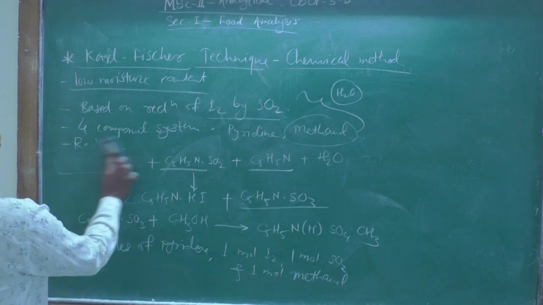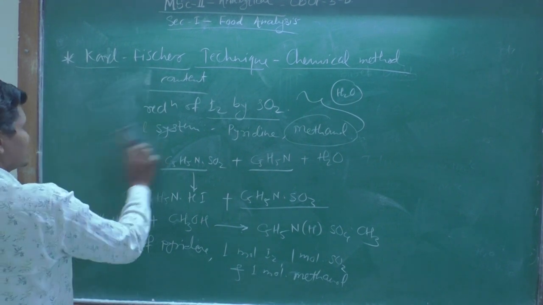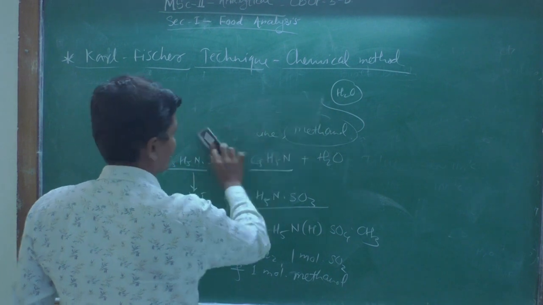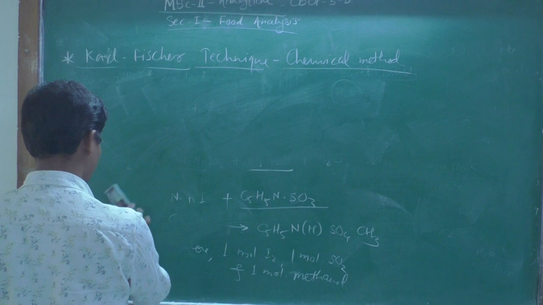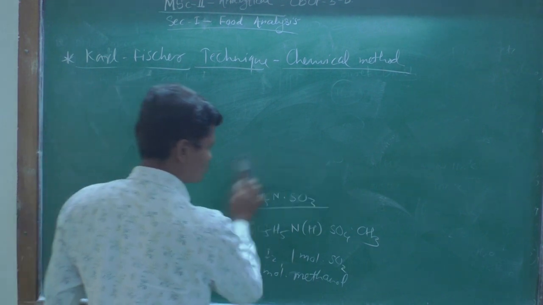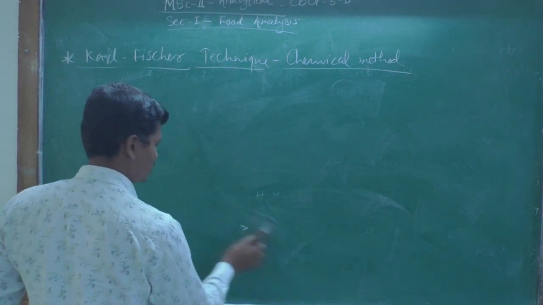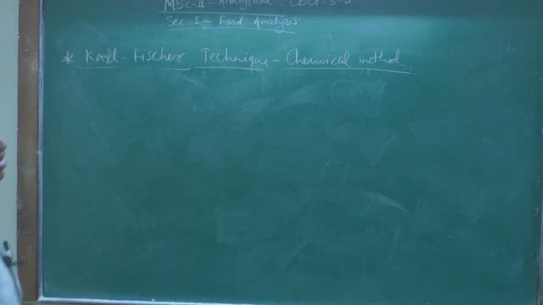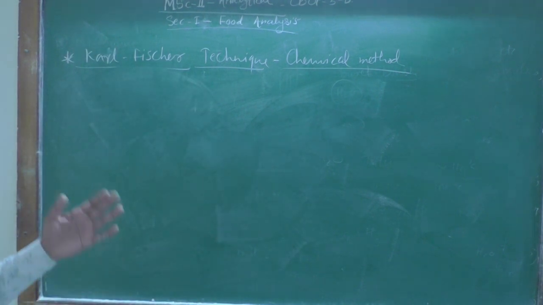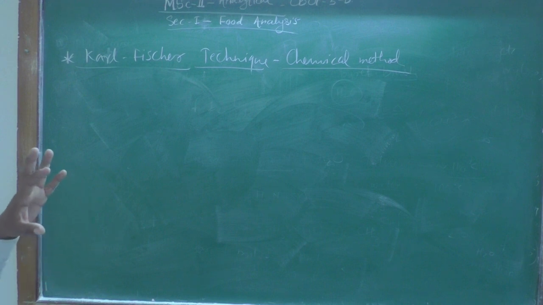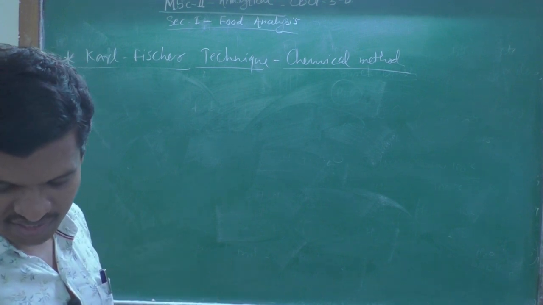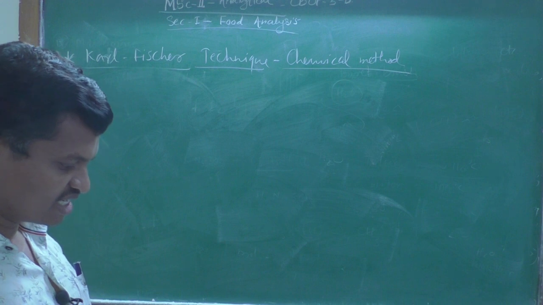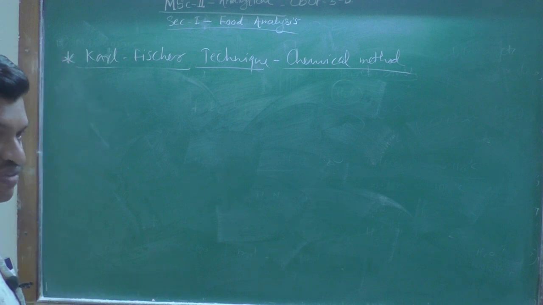Okay, now the next point is Karl Fischer reagent. So all these chemicals, in the market, are prepared in proper proportions, and the reagent prepared is called Karl Fischer reagent. That Karl Fischer reagent is used for the Karl Fischer titration.